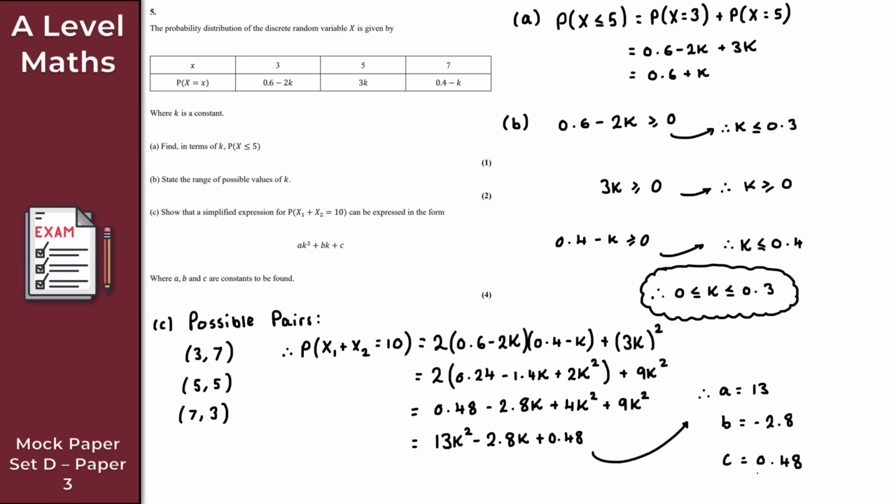Like so, okay? So there we go then, right? As you can see here, we've got it in the correct form. We've identified the values of A, B, and C. And there we go, bosh, question done. So that gives us the solution there to question 5.